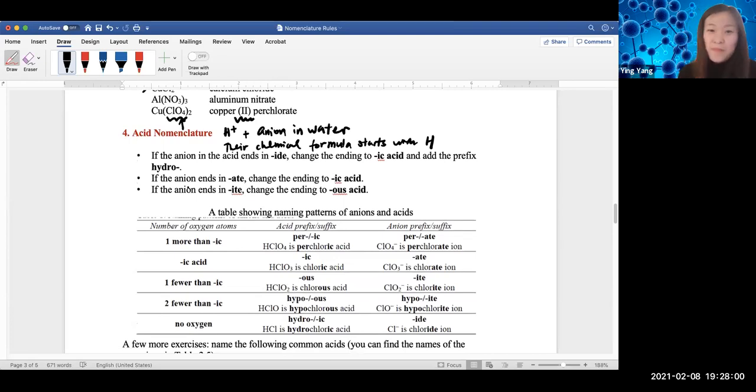Okay, so the naming rule for acids is that if the anion in the acid ends in -ide, then change the ending to -ic plus acid and add the prefix hydro-. Okay, it's a long sentence. What does it mean? Let's first find some examples of anions that end in -ide.